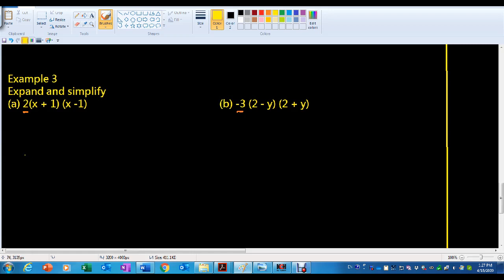Okay, first of all, I'm going to leave that 2 alone. I'm not going to touch it. I just think about the brackets after that. There are two binomials, x plus 1, that's the sum, and x minus 1, that's the difference. So that's the product between a sum and the corresponding difference. So what we're going to have is x squared, the square of the first term, take away the square of the second term. Okay?